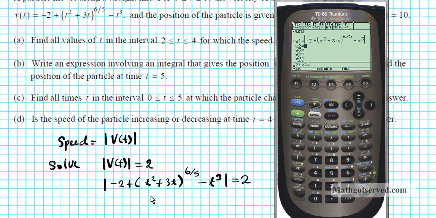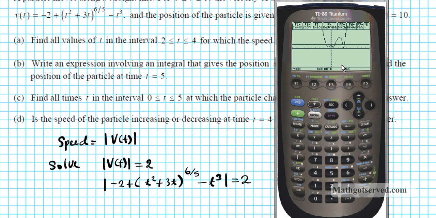All right, let's check to make sure that our entry is correct. Negative 2 plus x squared plus 3x to the 6 over 5 minus x to the third. Excellent. Now we want to graph a second line, which is 2, enter. Now we're going to look for the intersection of these two functions. So let's go ahead and graph it. I'm on F3, we'll graph the functions for us. All right, that's the absolute value function. And then we have the horizontal function, should be coming very soon. And there you have it.